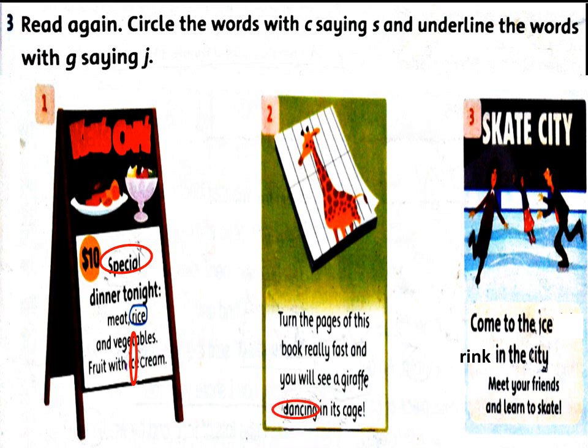Now look at paragraph number 3. Now let's read it together. Come to the ice rink in the city. Meet your friends and learn to skate. Now tell me which word spells C but that's in paragraph number 3. Your answer is city. Good.